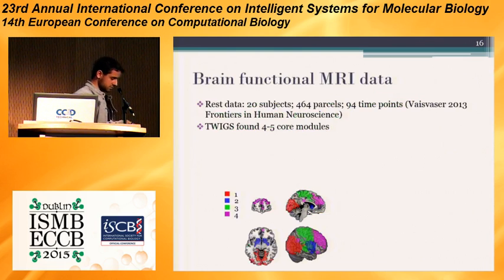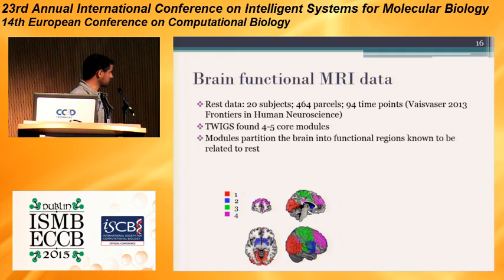So the second application was to brain fMRI data. Here we have resting state data of 20 subjects, and 464 brain regions were measured over 94 time points. And our algorithm detected between 4 and 5 modules, depending on pre-processing, but the results are very robust. What we found is that the core modules partition the brain into known brain regions that are related to resting states. And you can also see a nice spatial clustering in the brain in these maps.